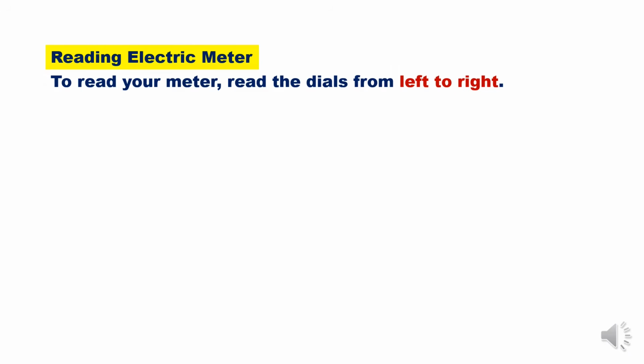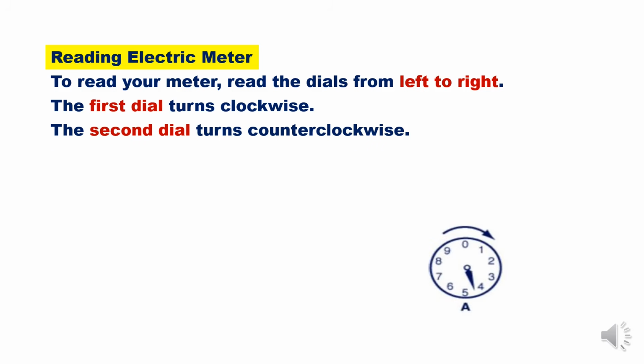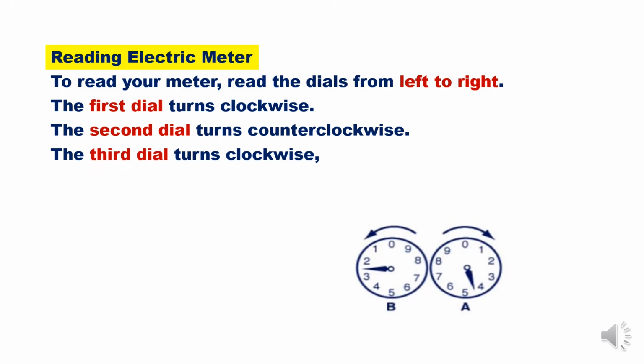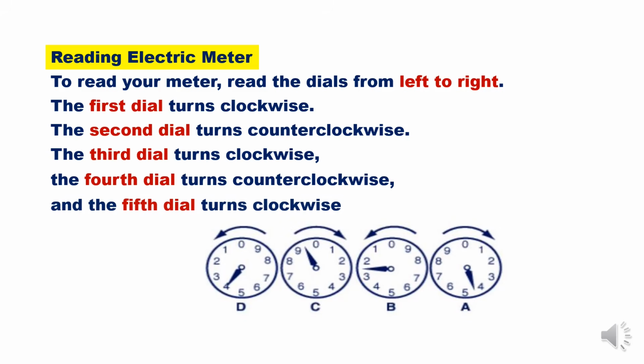How to read an electric meter? To read your meter, read the dials from left to right. The first dial turns clockwise. The second dial turns counterclockwise. The third dial turns clockwise. The fourth dial turns counterclockwise. And the fifth dial turns clockwise.